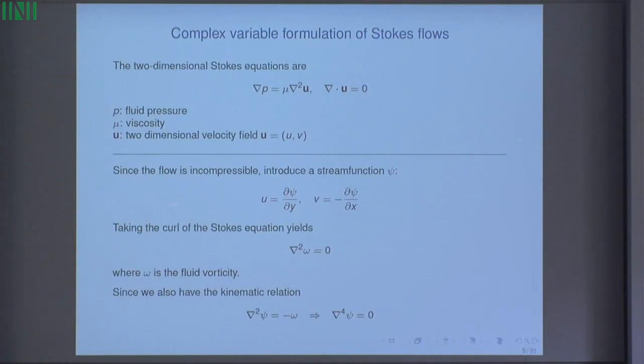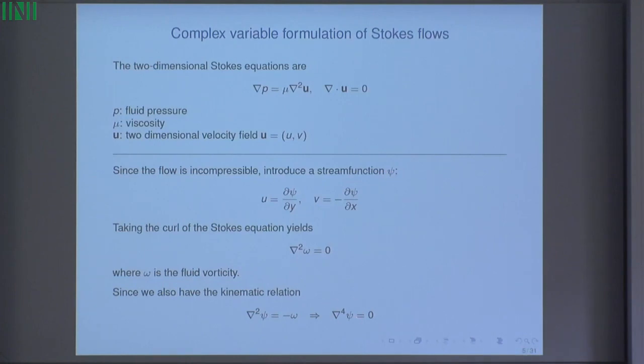So the next step is we take the curl of the Stokes equation, which gives this expression here, where this omega is the vorticity. Next we also have the kinematic relation, which means that the vorticity can be expressed in terms of the stream function like that, and combining this expression with this expression gives us that psi satisfies the biharmonic equation.